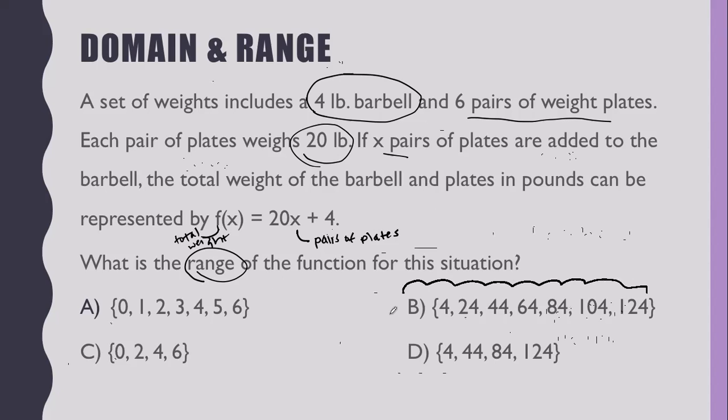So I need to pause. I said that really fast, so ask me questions. What would 0, 1, 2, 3, 4, 5, 6 represent? The number of weight plates. Yeah, so these would represent the domain, and then D would represent the range. But this would be the range if each plate was worth 20 pounds and you were adding 40 pounds, but it says each pair is worth 20 pounds.